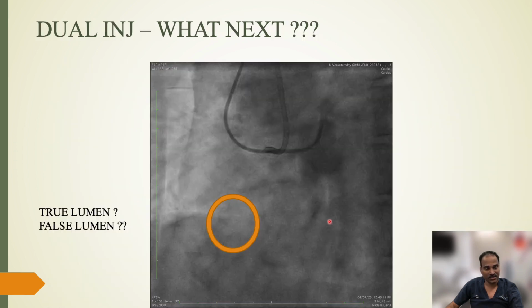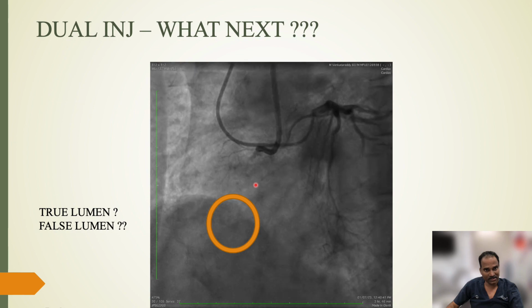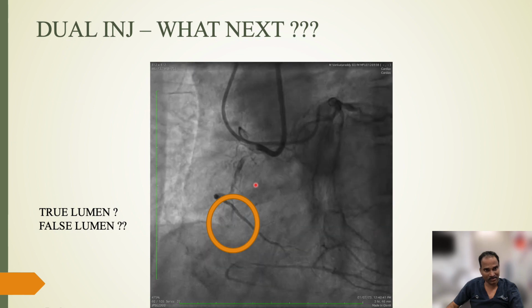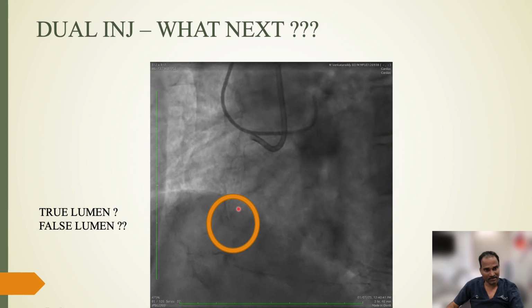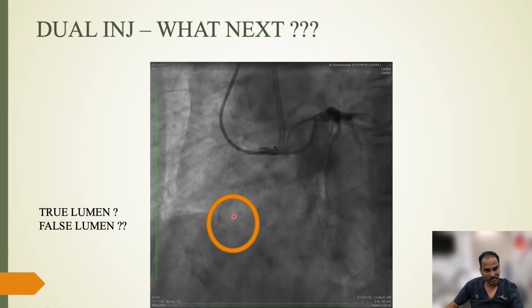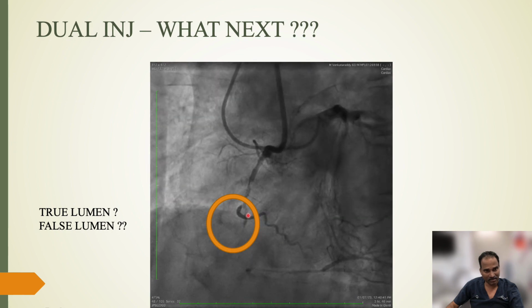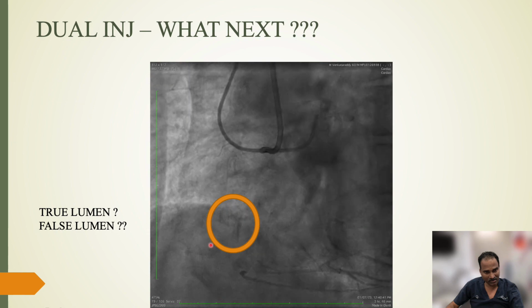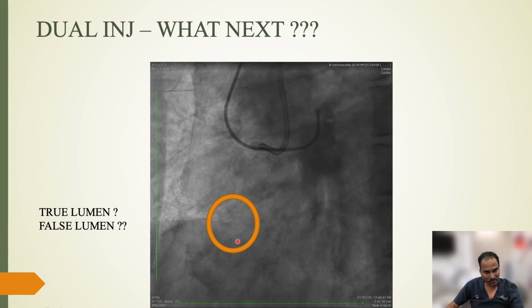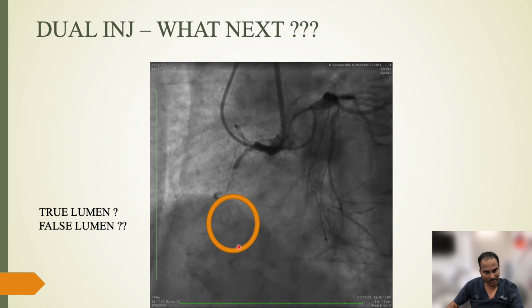So at this stage I was called for help in this case, so I immediately changed guide to AL 7 French, you can see, and we took a dual injection then. So when I gave a dual injection, so now the vessel which was clearly visible before here is not clear now, but whatever contrast is going here.